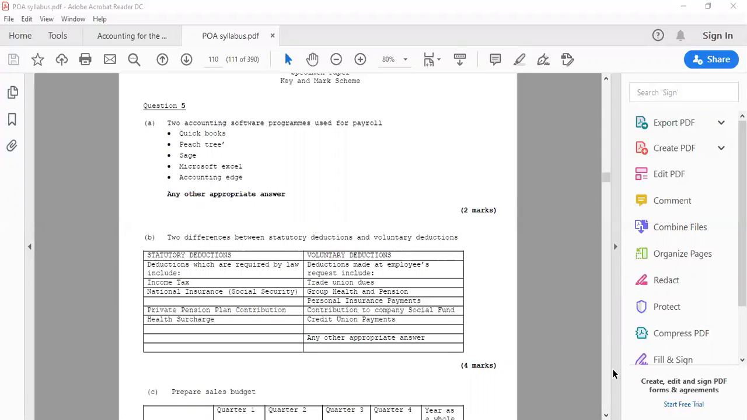And of course, there's Microsoft Excel. So the regular Microsoft Excel, you can use that for accounting as well. And there's Accountant Edge. I'm not familiar with the Accountant Edge. Okay, so only 2 of these you needed to put in your answer. So you can take them all, but of course, learn off 2 to 3 of the ones that will be easiest for you to remember. So you can go ahead and take down your answers.